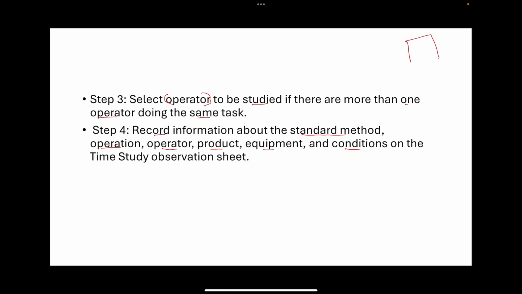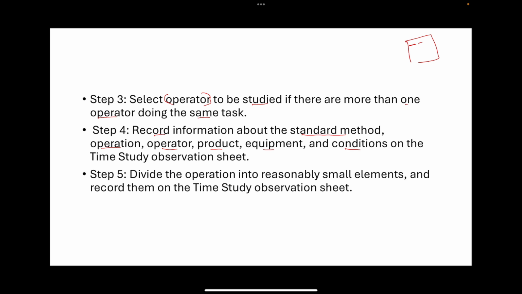You have got an observation sheet and you need to record the information about the standard method, operator name, etc. In step 5, divide the operation into reasonably small elements, which we will see how we can divide the job into different elements, and record them on the time study observation sheet. A given job can be divided into various elements, like 1, 2, 3, 4, and we are going to record the time taken for each of these elements. We will see how we can divide the job into various elements.